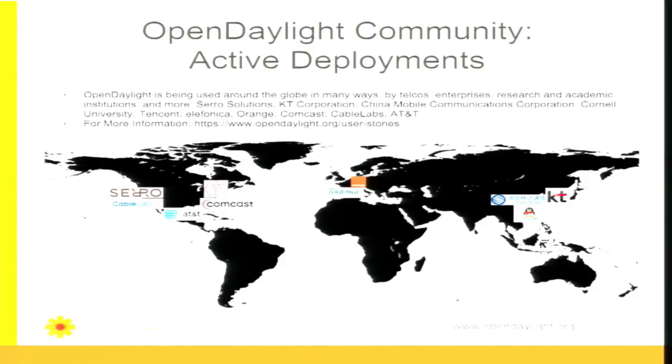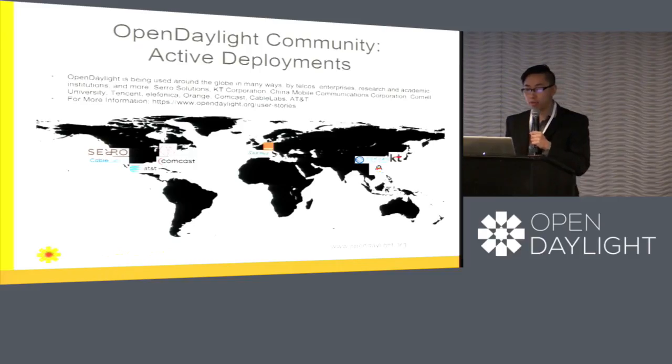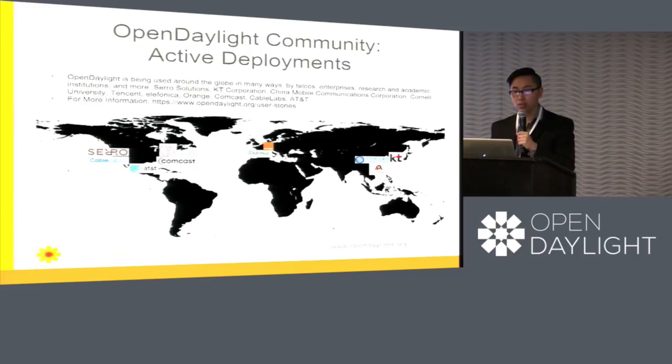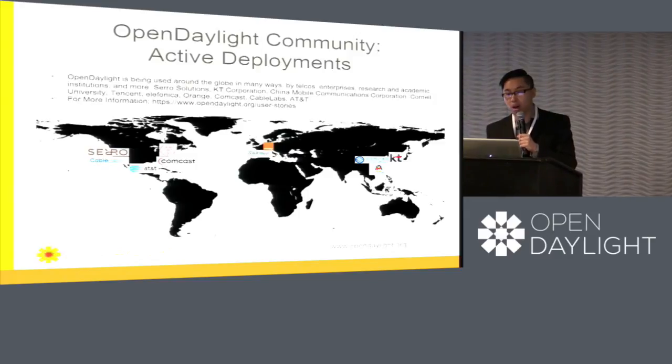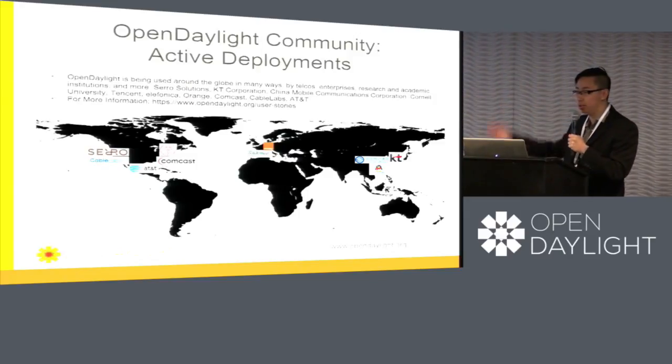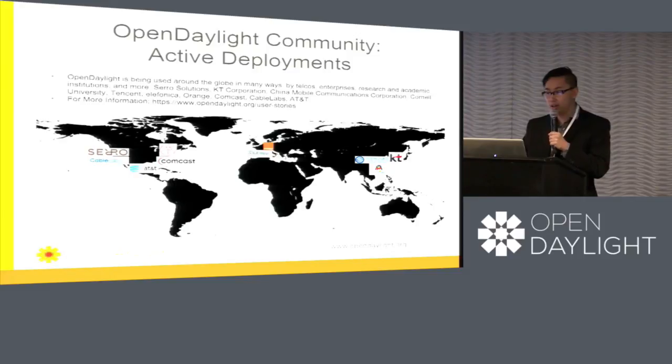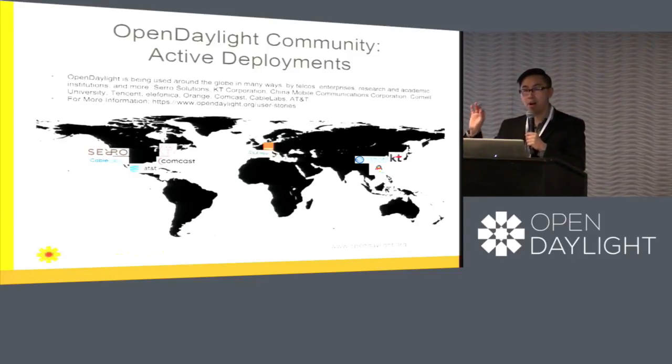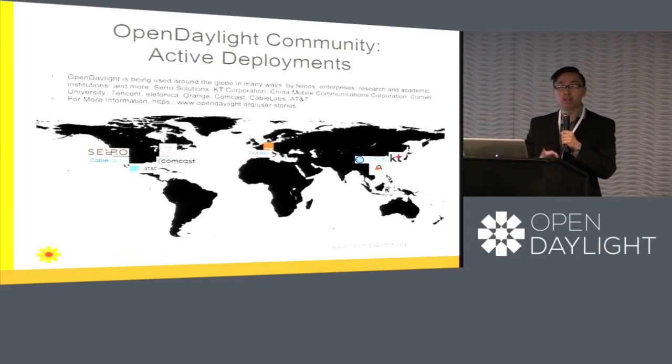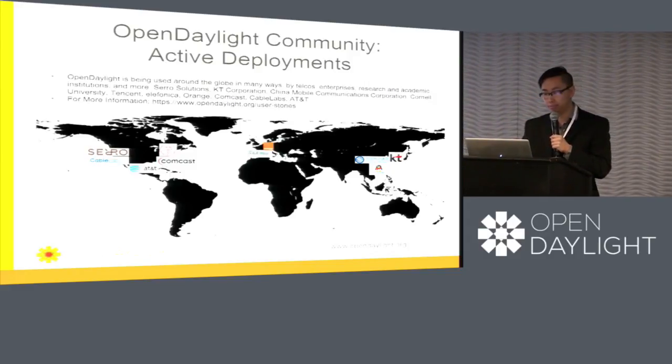OpenDaylight also has active deployments around the world. It's being used by telcos, by enterprises, by research and academic institutions. This map here just shows a collection of a few, spanning from KT Corporation to China Mobile to Comcast, AT&T. There's just too many, including universities like Cornell University. So this is just an example of where OpenDaylight is actually being deployed and used in the industry and in academia.